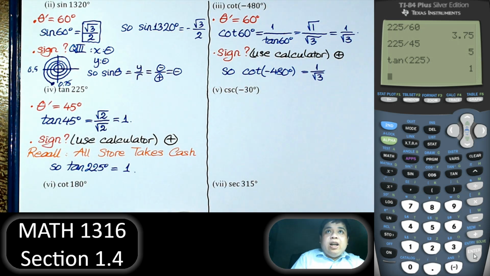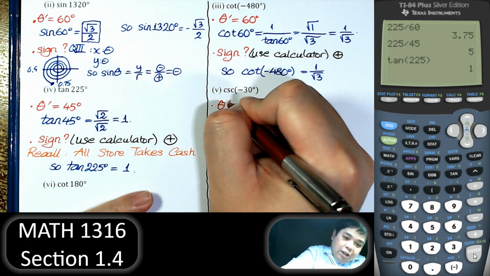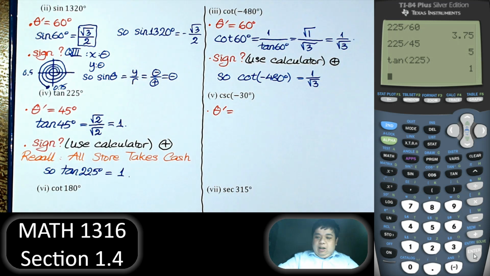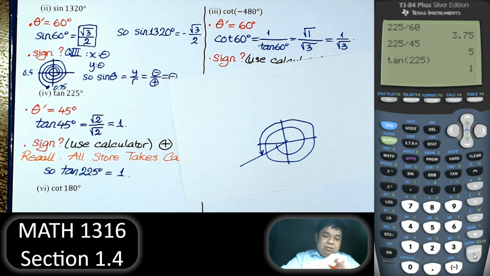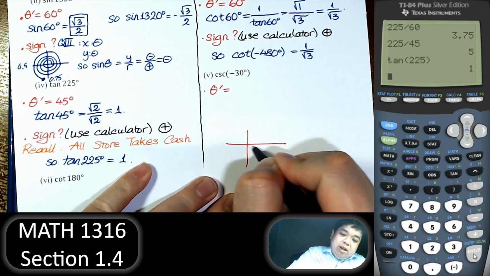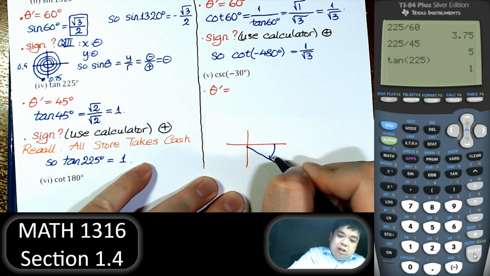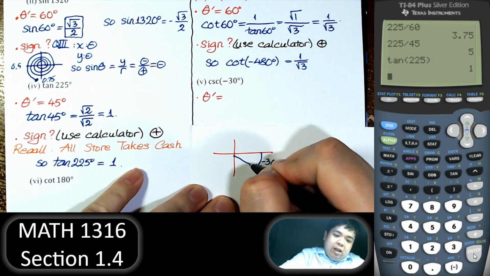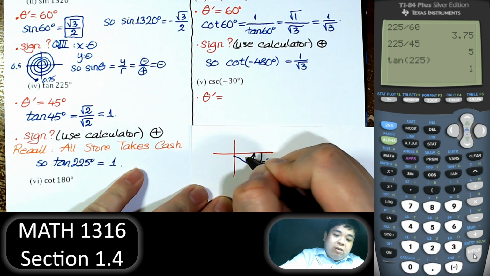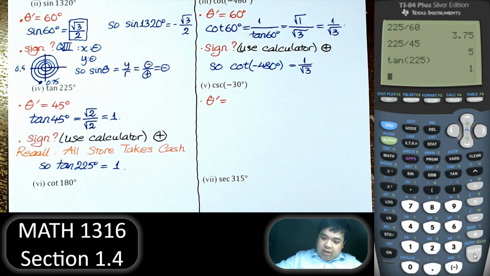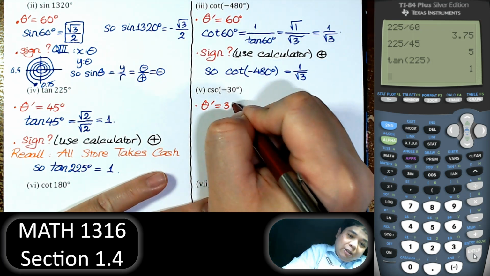Cosecant of negative 30 degrees. First of all, find the reference angle of negative 30 degrees. But that's easy. We don't even have to do all the calculation. Negative 30 degrees means it goes clockwise. If it goes that way it's negative, and counterclockwise is positive, which is the reference angle. So we don't have to do anything, just reverse the sign. That's it. So 30 degrees.